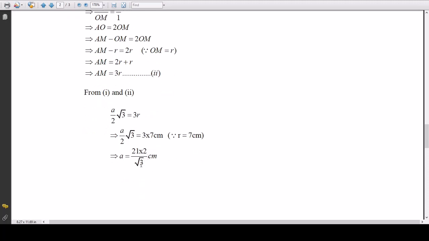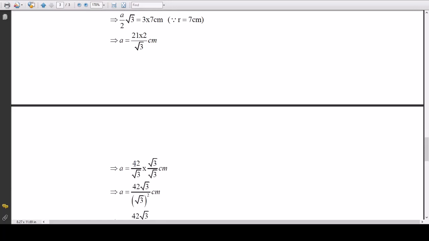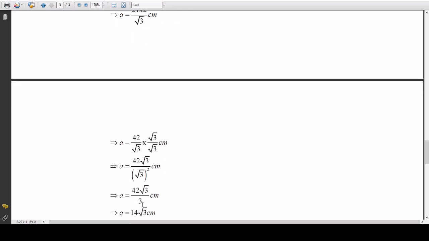Now the next step, rationalize this denominator. Multiply root 3 to the numerator and root 3 to the denominator. 42 root 3 you will have in the numerator. Root 3 multiplied by root 3 is root 3 square, which is 3. Therefore a will be how much? 14 root 3. How? Because 42, you do the cancellation with 3, you will get 14. Therefore a will be 14 root 3.